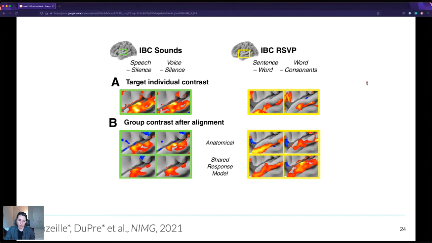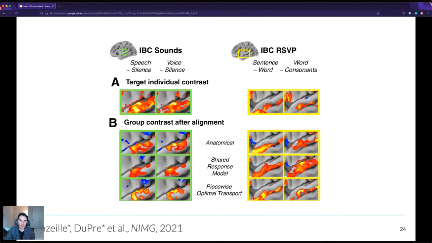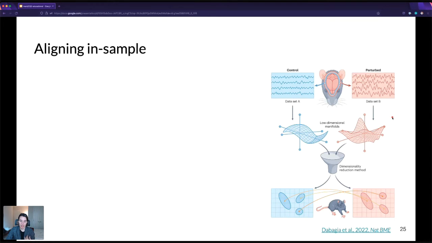Also importantly, if we look at the signal itself, we see that we are not wildly distorting the signal, we're not losing signal. We're actually able to preserve the signal in a really structured way. For example, if you look at piecewise optimal transport compared to the target individual we're aligning to, the group aligned using piecewise optimal transport is still picking up the peaks of the target individual's contrast. So we're really preserving signal specificity when we do this alignment.